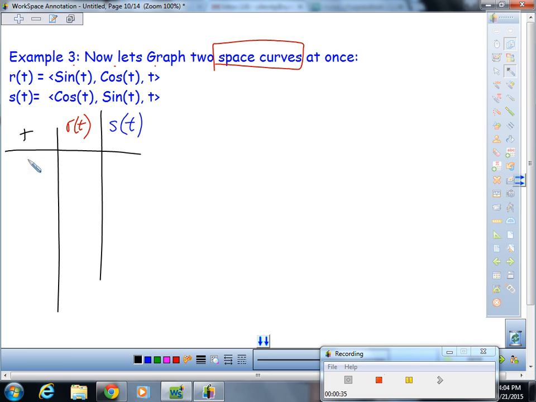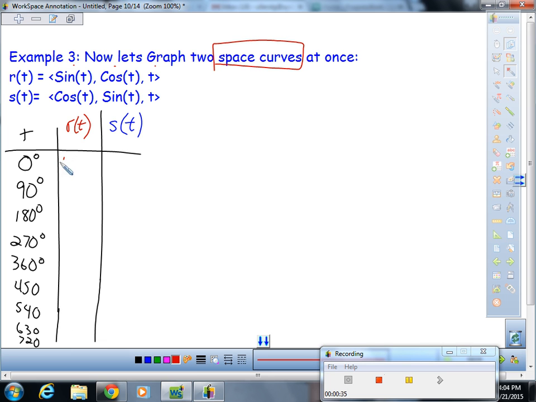Let's go 0 degrees, switching back to degrees now, 90, 180, 270, 360, and 450, and 540, and 720.